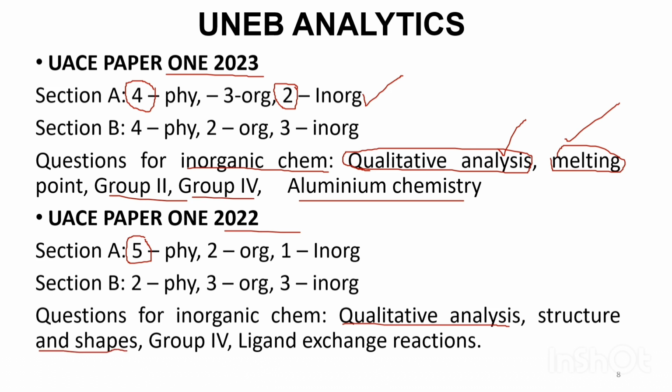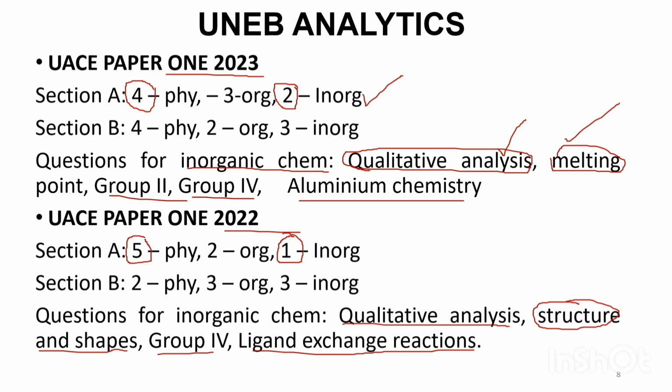Then we had 1 inorganic number, which was directly from inorganic. Group 4 ligand exchange reactions, we mean the introductory part of transition elements, and also qualitative analysis, which contains addition of concentrated hydrochloric acid to cobalt 2 salt and addition of concentrated hydrochloric acid to copper 2 salt. Remember to also read about addition of concentrated HCl to lead 2 ions, lead 2 nitrate, lead 2 oxide. Those are special cases which can be set for in section A.